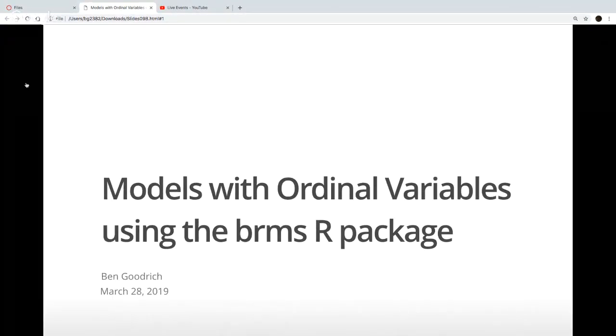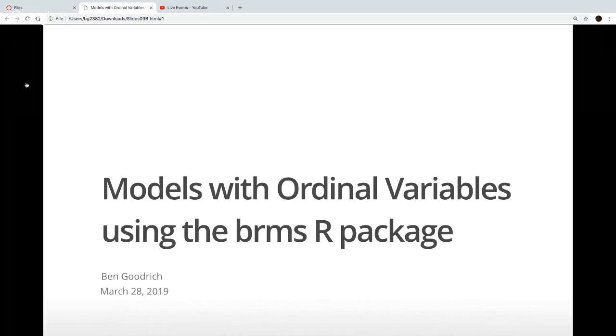Okay. Let's get going today. We'll be talking mostly about models involving ordinal variables, whether that's the outcome or predictors. We're going to be using mostly the BRMS package for that, which is very strong in dealing with ordinal variables, as more advanced stuff than what is available in R.